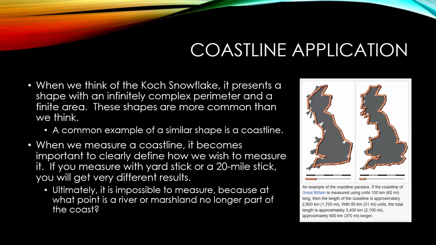Now let's see how we can apply this. One application is the idea of the coastline problem. The Koch snowflake presents a shape with an infinitely complex perimeter and a finite area. These shapes are more common than we think, and the common example is a coastline. When we measure a coastline, it becomes important to clearly define how we wish to measure it. If you measure it with a yardstick or a 20-mile stick, you will get very different results. Ultimately, it's impossible to measure because at what point is a river or marshland no longer part of the coast? So we need to come up with some way of measuring it.